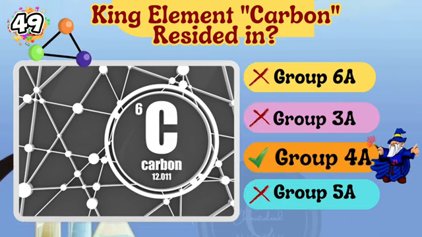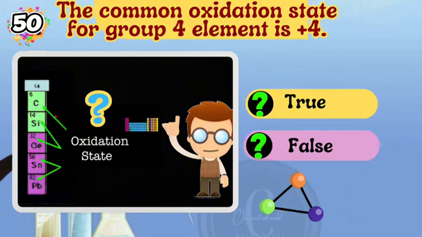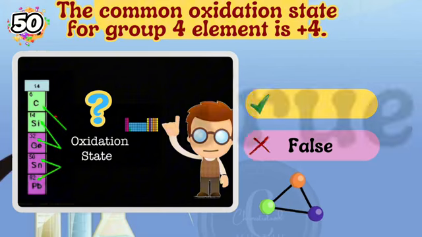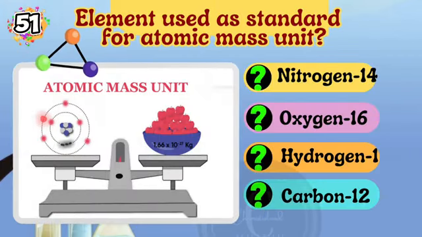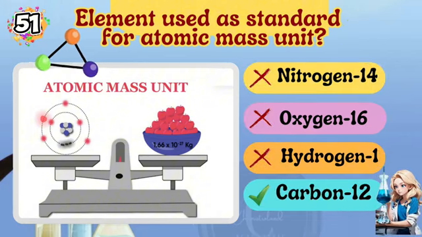It is resided in group 4A. The common oxidation state for group 4 elements is +4. Is this true or false? Yes, it's true. Element used as standard for atomic mass unit. Carbon-12.